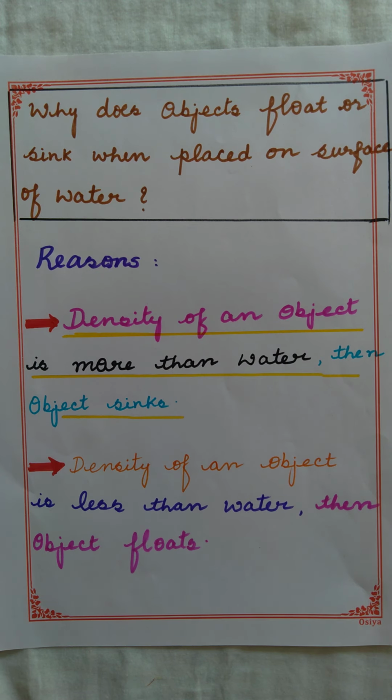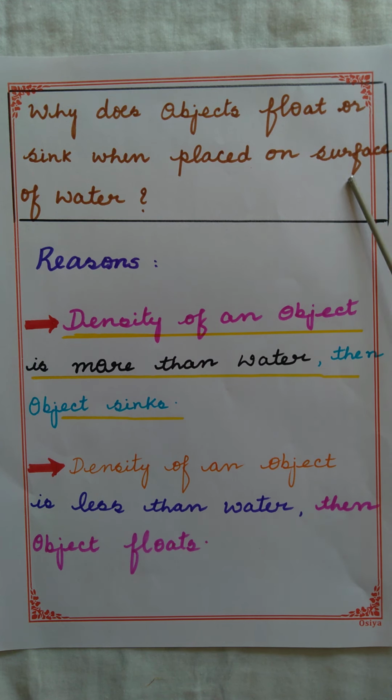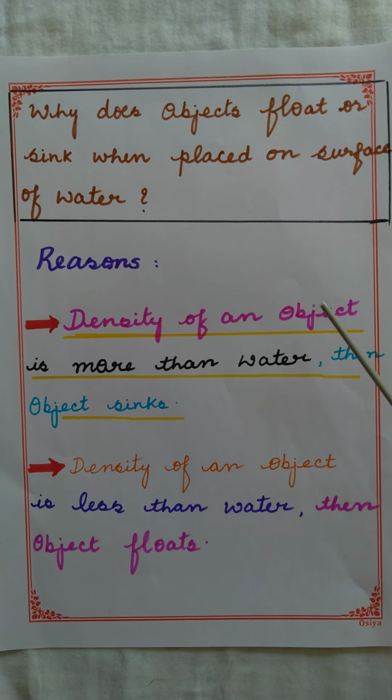The next topic we are going to learn is, why do objects float or sink when placed on the surface of water? To understand this concept, let us consider an activity in which we take a beaker filled with water. Take an iron nail and place it on the surface of the water. What happens? We observe that the iron nail sinks. Right? The reason is the density of an object.